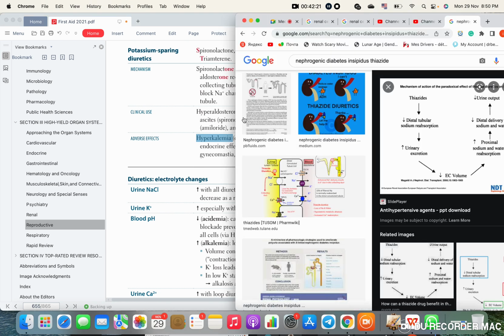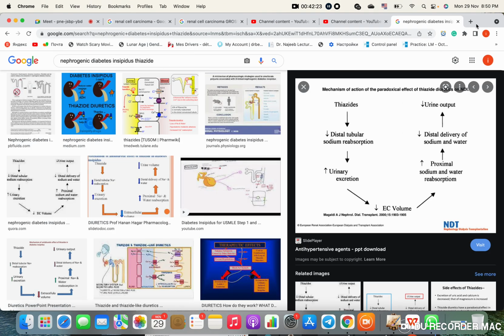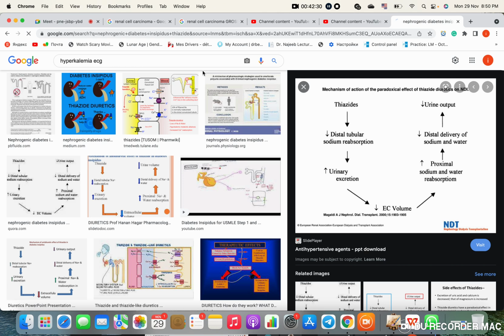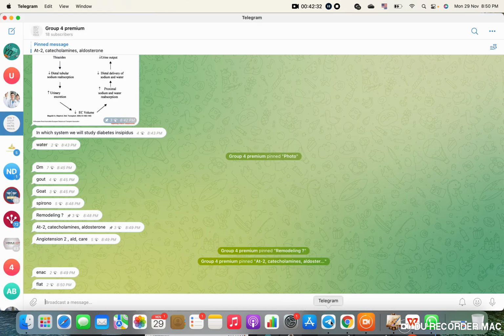Well, remember, in case of hypokalemia, what happened to the T wave? Hypokalemia, what happened to the T wave? In case of hypokalemia, the T wave became flat. Now, in case of hyperkalemia, what will happen to the T wave?